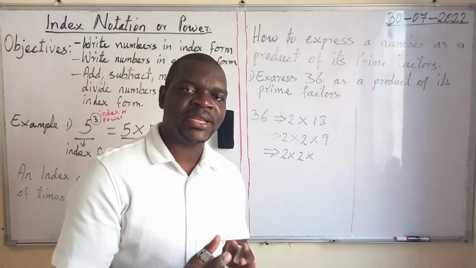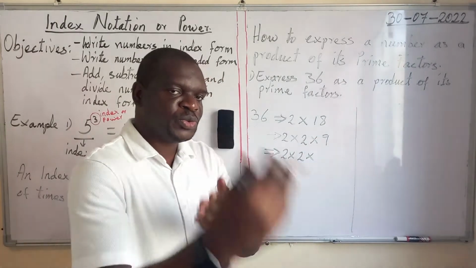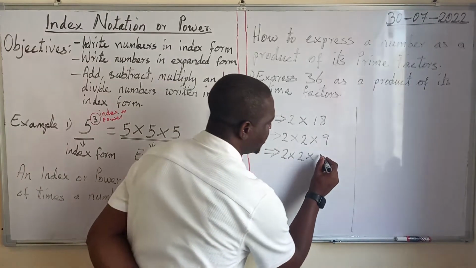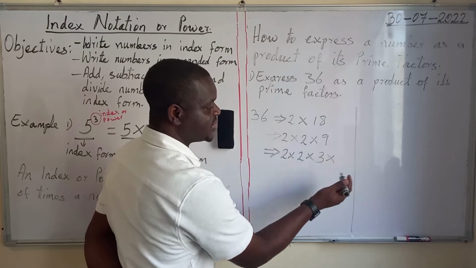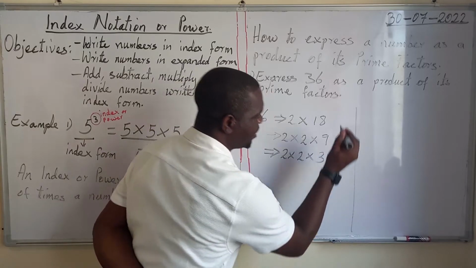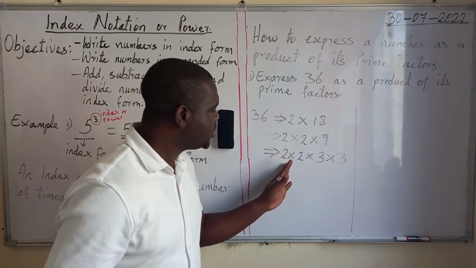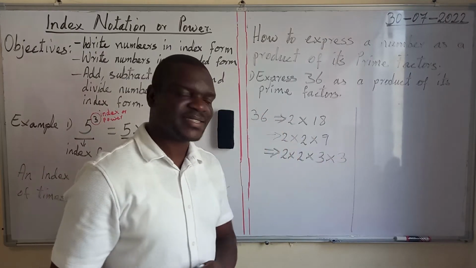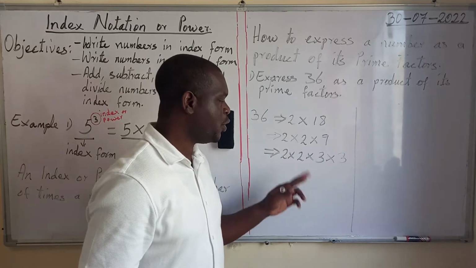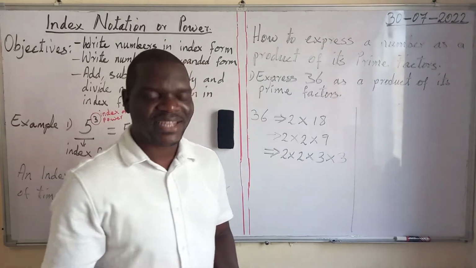How do we break 9 down using prime numbers? 2 cannot break it down. So we go to the next prime number, which is 3. So 3 times what will give us 9? 3 times 3. So 3 times 3 gives us 9. 2 times 2 times 3 times 3 will give us 36. 2 times 2, 4. 4 times 3, 12. And 12 times 3 is 36.